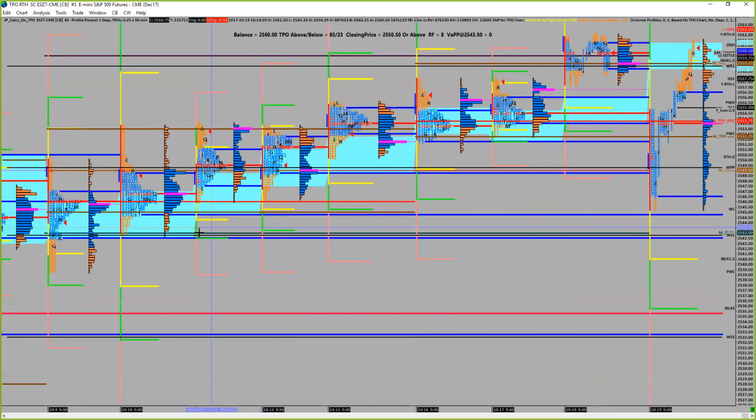Look at how tight this trading range has been. What is this, like 5 points, 5 points, 5 points for, well, let's see, 1, 2, 3, 4, 5, 6 or 7 days.